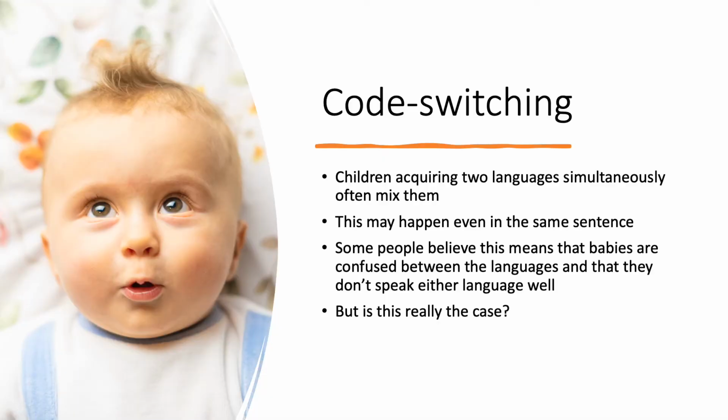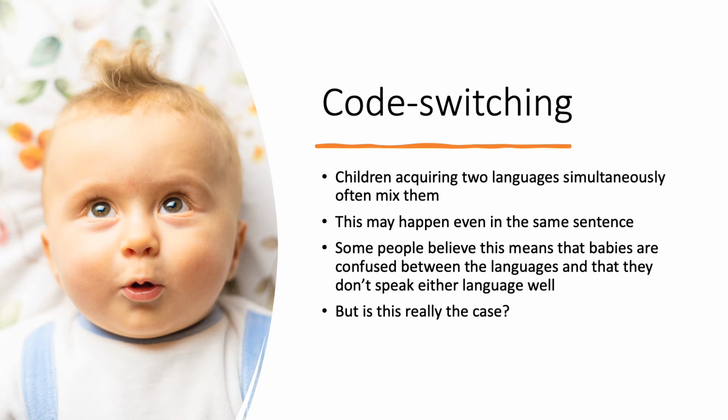A commonly observed phenomenon in children acquiring more than one language from early on is code switching. That means that children often mix the languages that they are learning, sometimes even within the same sentence. Some people believe this means that children are confused, that perhaps they don't know the difference between the two languages and they are learning them as if it was one language.